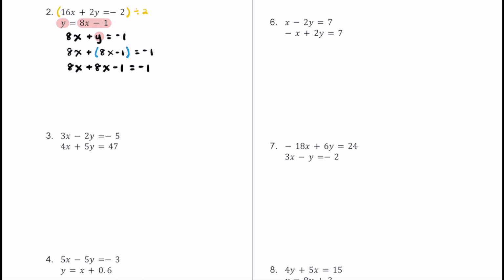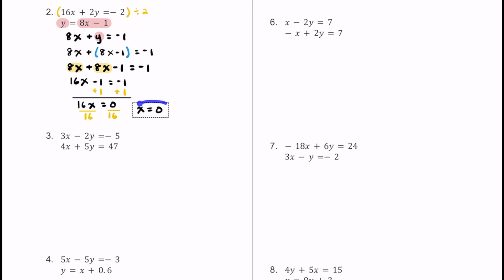And now we just have an equation with one variable, so we're going to be able to solve this. Let's combine these like terms of 8x and 8x. That's going to get us a total of 16x minus 1, and that's going to equal the negative 1 on the other side. Let's solve this two-step equation. Let's add 1 to both sides first. By adding 1 to both sides, we're going to get 16x is equal to 0. And then dividing both sides by 16, we find out that x is equal to 0.